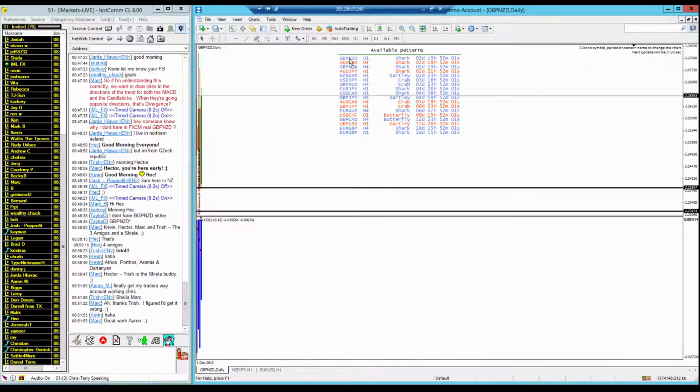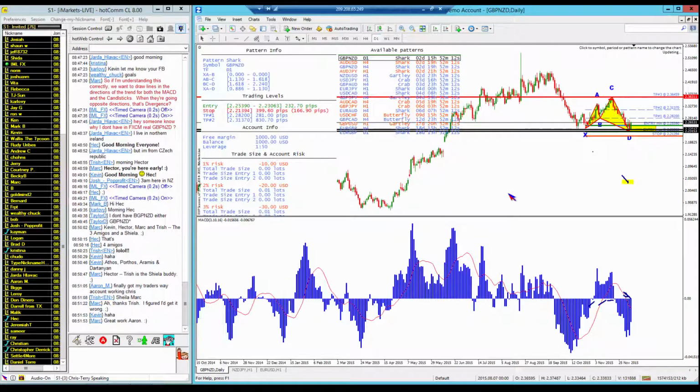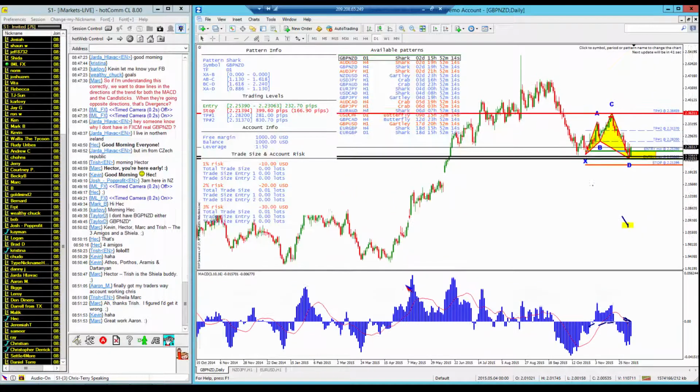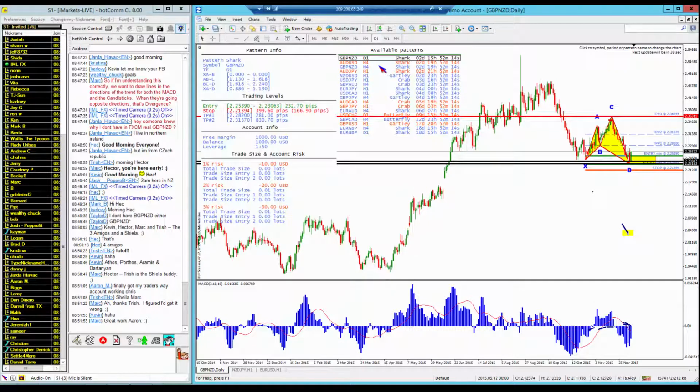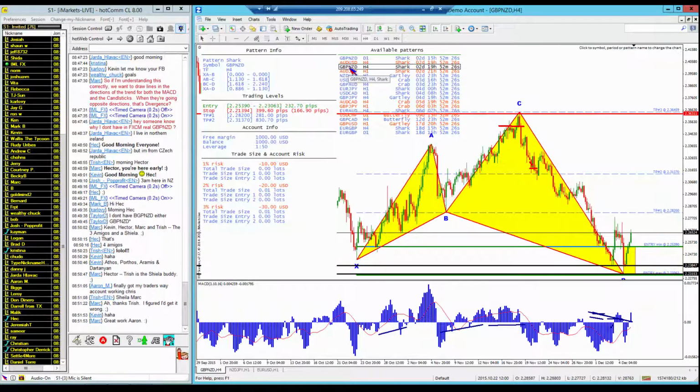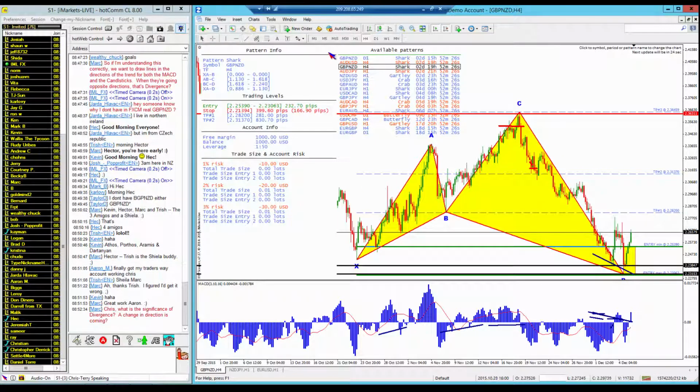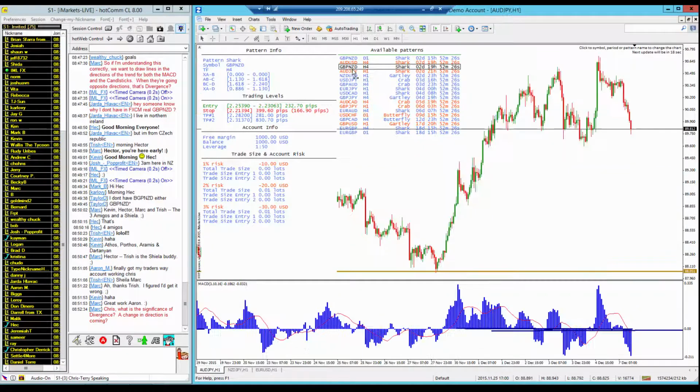If we look at the, okay, let me just get everything sorted again. Right here was another one. You see the lower low in price? Lower low in price, higher low in the oscillator.